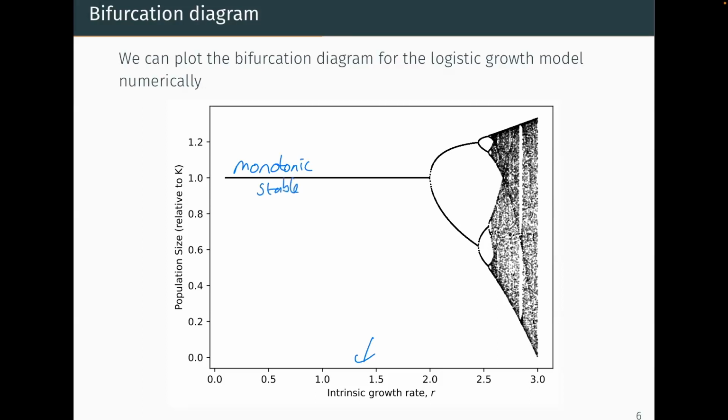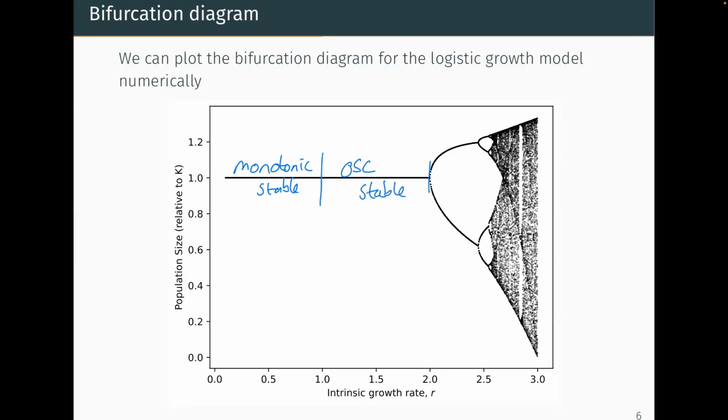Oh, I know what's going on. It's fine. Monotonically stable for R less than 1. This is all fine. We can't actually tell on this diagram when it's oscillatory stable, but we know when R is between 1 and 2 that it's oscillatory stable.